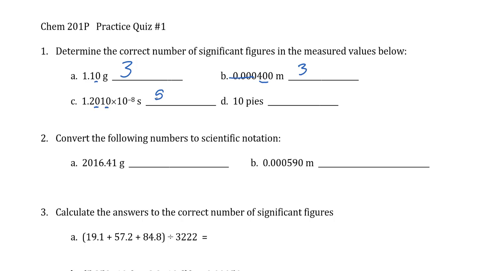10 pies you might think would be an ambiguous number, but we're pretty sure we can count up to 10 pies pretty accurately. It's not 10.1 pies or 9.99 pies, so this is going to be an exact number. It wouldn't limit the number of significant figures.